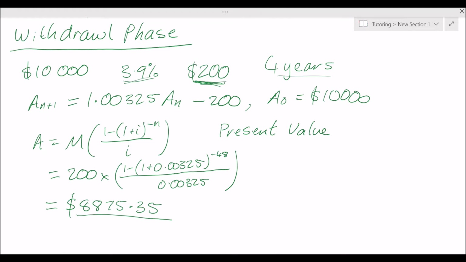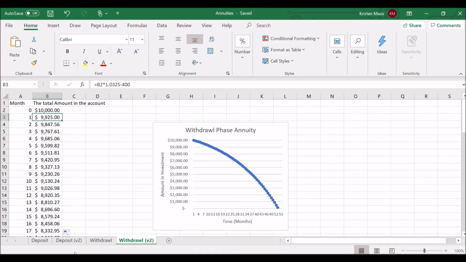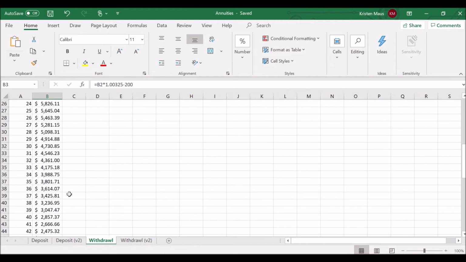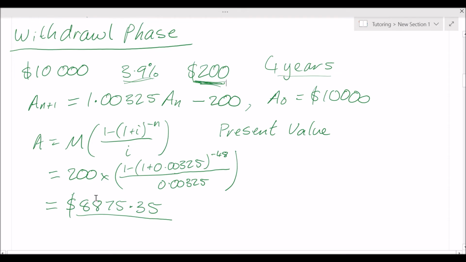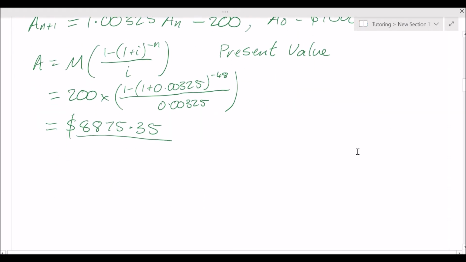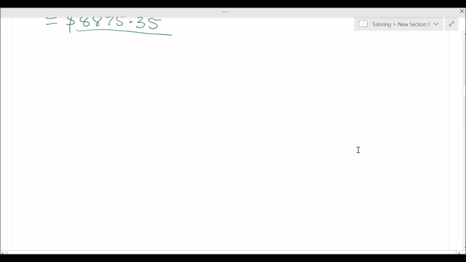And this value kind of makes sense because if you notice back on our spreadsheet, it took a little bit longer than 4 years to deplete. So it makes sense that if you only want it for exactly 4 years, you would need a little bit less. Okay. Now, just like in the earlier deposit phase, sometimes you need to be able to rearrange it.